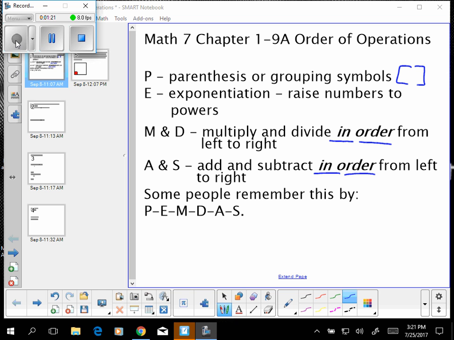Now some people remember this by the word PEMDAS. Some people just simply remember it in order of parentheses, exponents, multiply, divide, add and subtract. But remember, multiply and divide are kind of equal as long as you're going from left to right. And so are addition and subtraction as long as you go from left to right. Don't think that you have to multiply everything first and then divide stuff, then add stuff, then subtract stuff. We really are going to work in order.